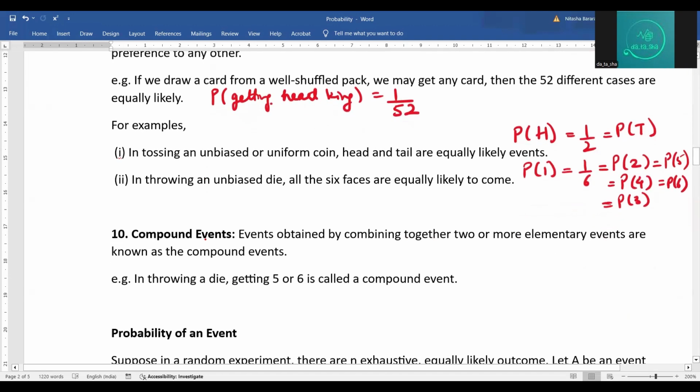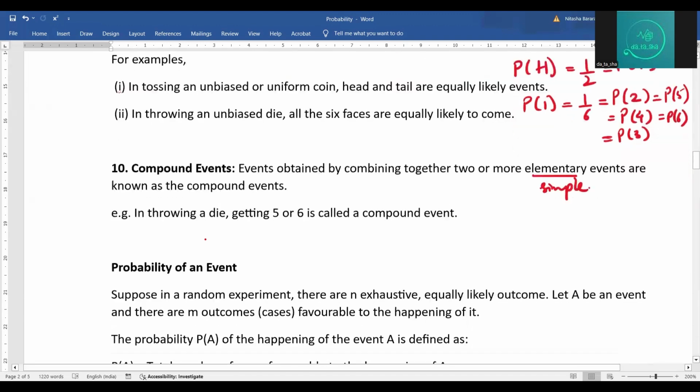Now, last we have the compound events. The compound events obtained by combining together 2 or more elementary events are known as the compound events. So getting a 5 or a 6 is a compound event. Generally we talk about elementary events, meaning the simple events. So it has only one element in the sample space. So getting a 5 is 1, getting a 6 is 1. So when you say, okay, we can combine them, either I get a 5 or I get a 6, we can find out the probabilities.